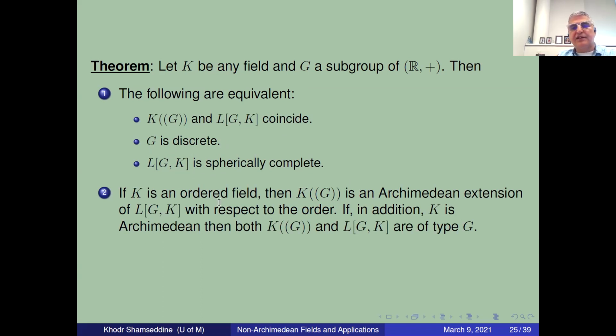Remember, if K is ordered, we can introduce an order on the Hahn field, and therefore we use the same order on the Levi-Civita field, which is a subfield of that. If in addition K is Archimedean, then both of these fields are of type G.